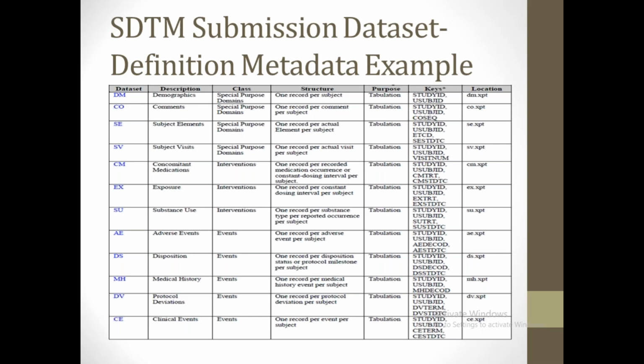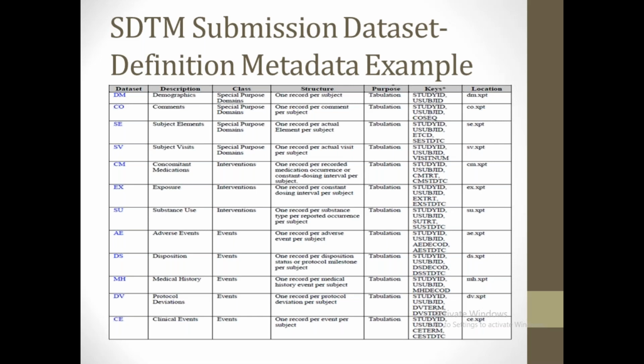DV, protocol deviations. Each and every deviation will be considered as a separate record. Suppose, in my study, the subject should not smoke and should not drink. So the subject has smoked and has drunk. So he has violated rule 1 and rule 2, two deviations, so we get two records for that subject. Each and every deviation you need to consider as a separate record. The important variables are DV term, the deviation term, so what deviation the subject has committed. So the subject has smoked, that is the deviation term. And DVSTDTC, deviation start date time, character.